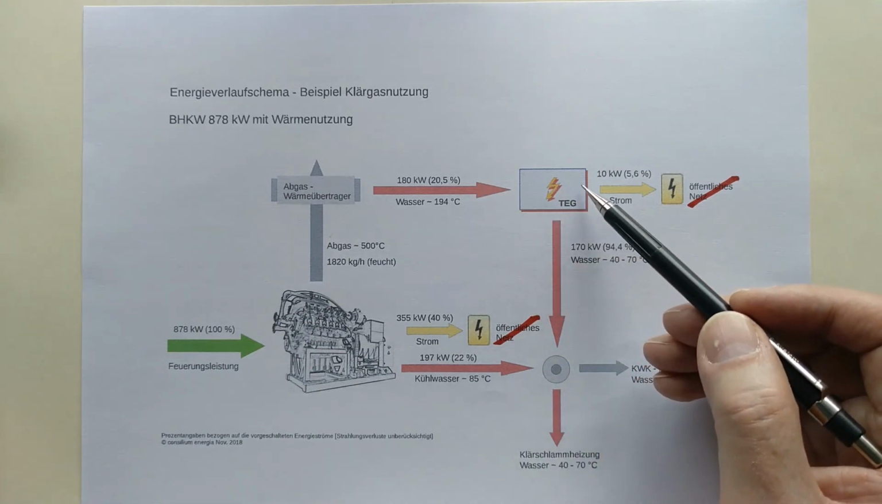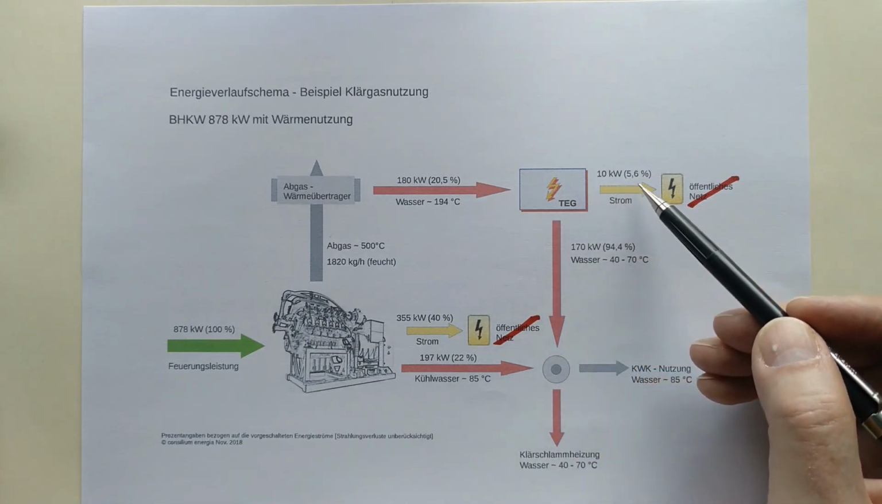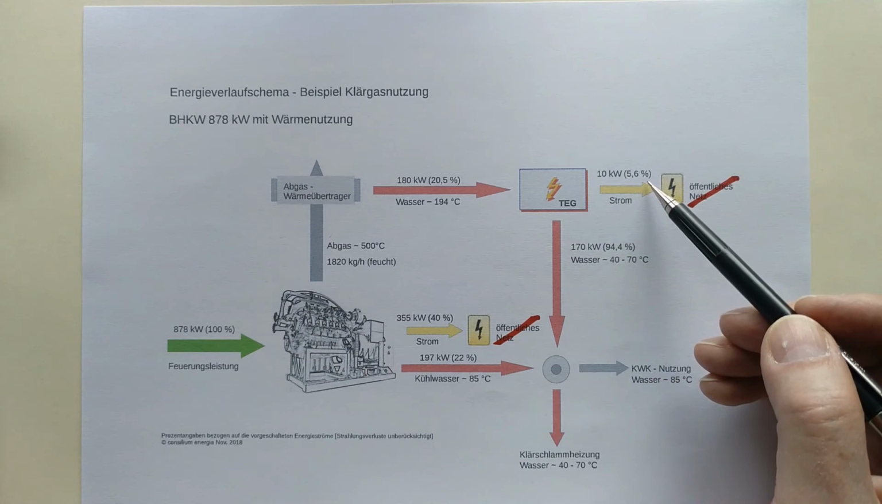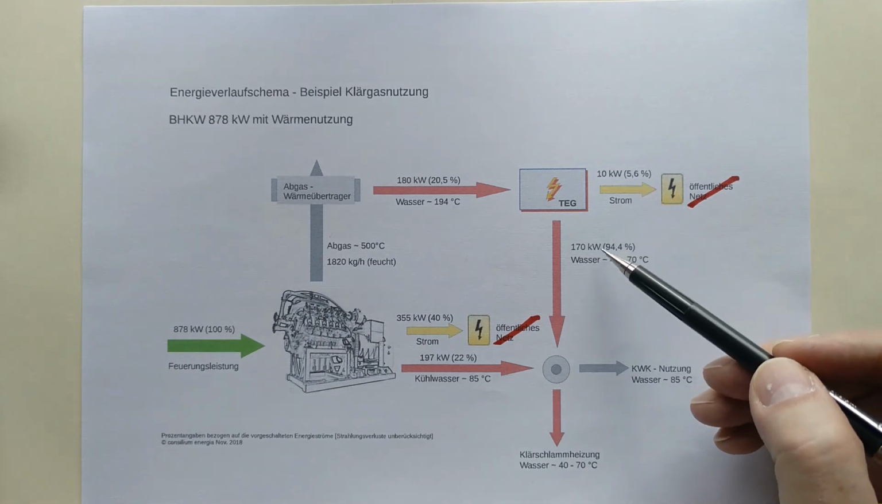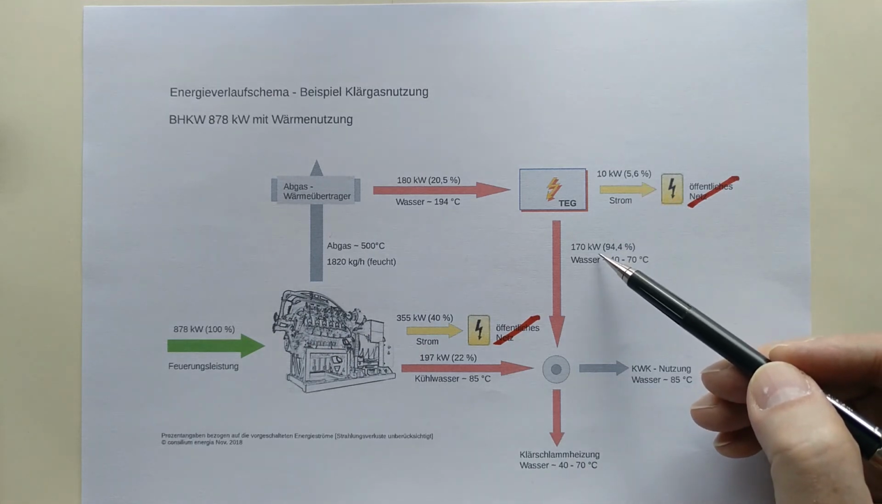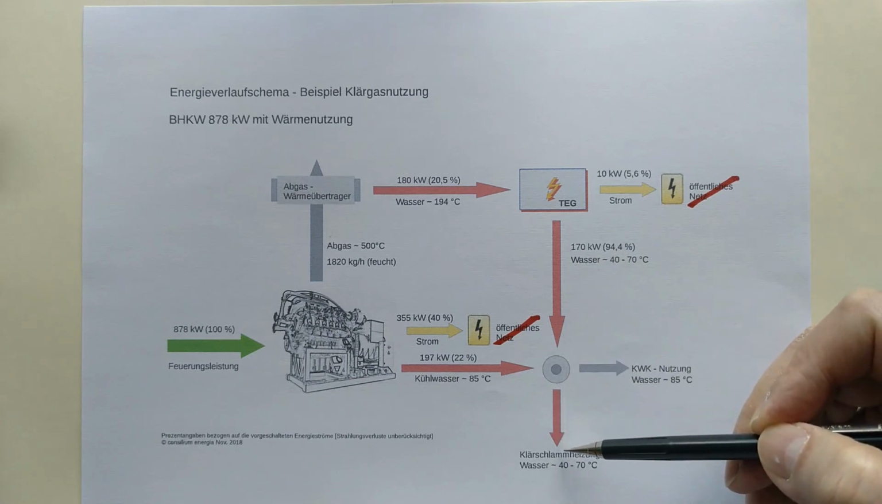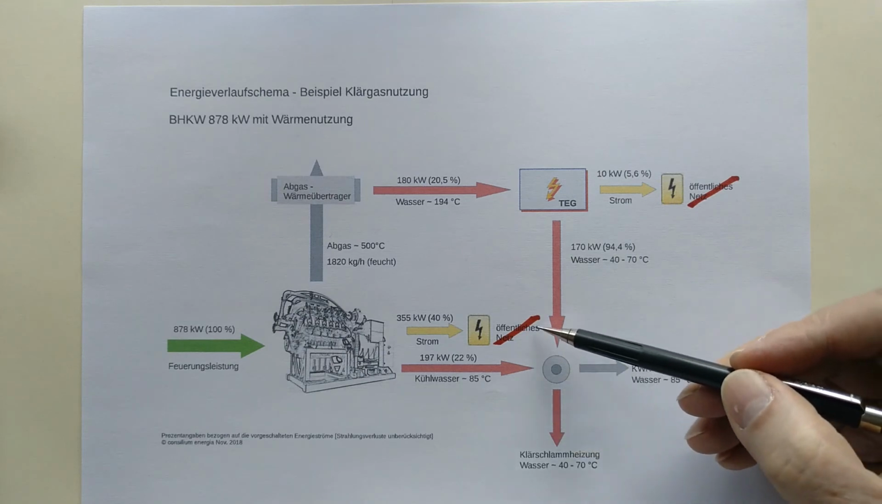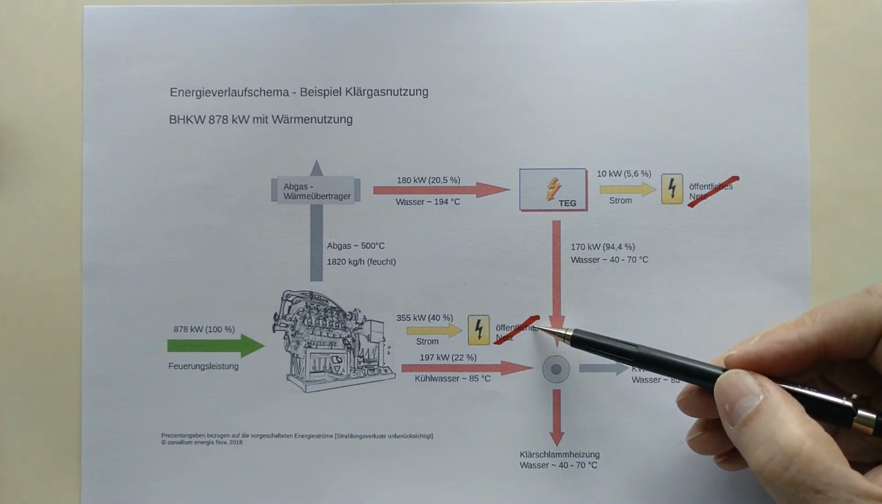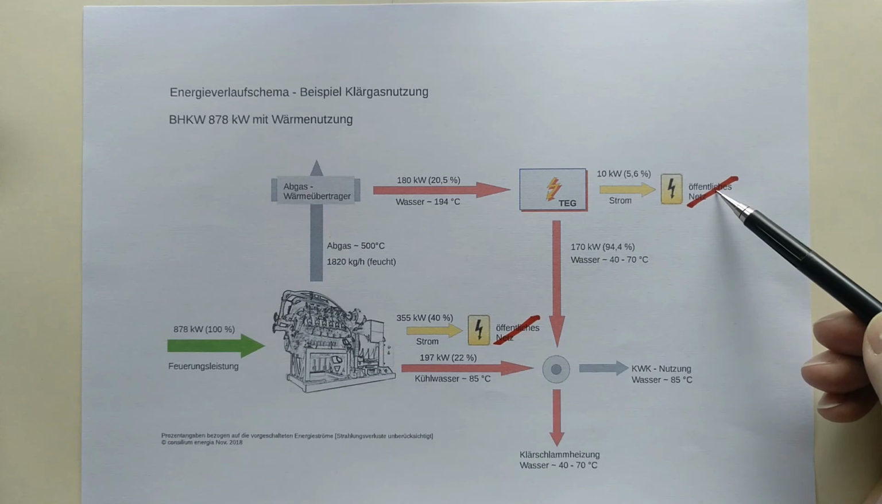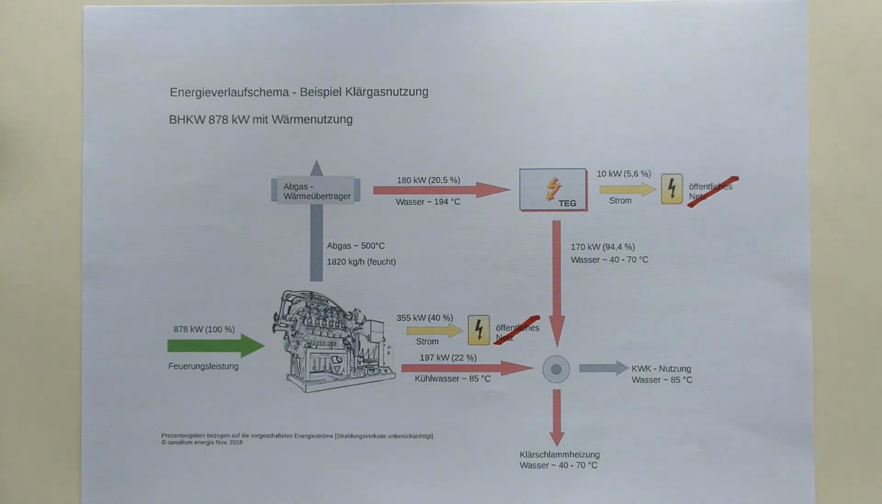This is then fed into the thermoelectric generator, which converts about 5.6% of the energy into electricity. The remaining thermal energy is not lost. It is used further by preheating the sewage sludge. All the electricity is not fed into the public grid, but used in the sewage treatment plant itself.